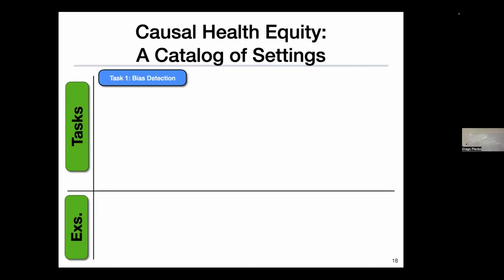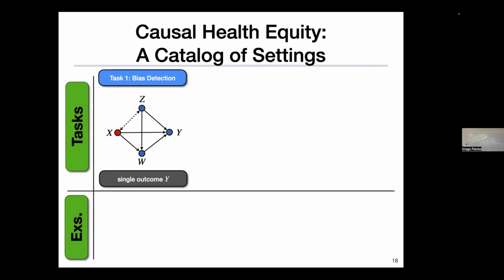So the first task that I'm going to talk about is the task of bias detection. What I have is just the standard fairness model that I had before, and importantly, I have a single outcome Y that I'm interested in, right? So no AI tools involved. This is just observing the outside reality.